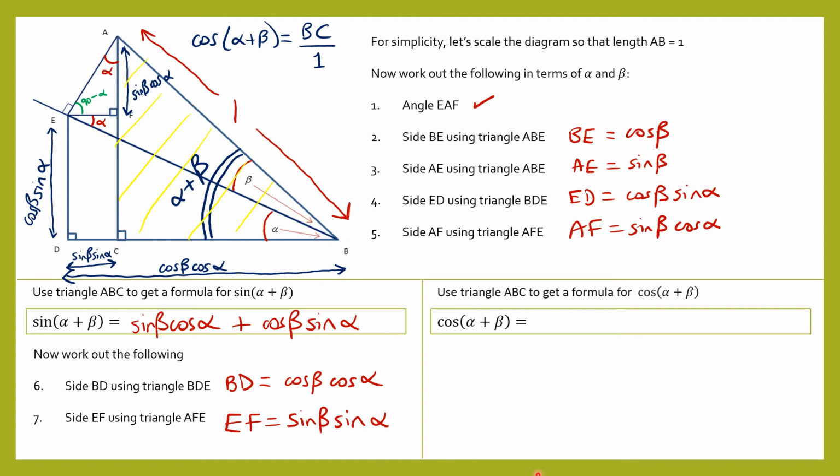So therefore, BC, which we now know is equal to cos of alpha plus beta, is cos beta cos alpha, take away sine beta sine alpha. I'll just mention this one final time. I could have written cos alpha multiplied by cos beta, the other way around, and I could have written sine beta multiplied by sine alpha, again the other way around.